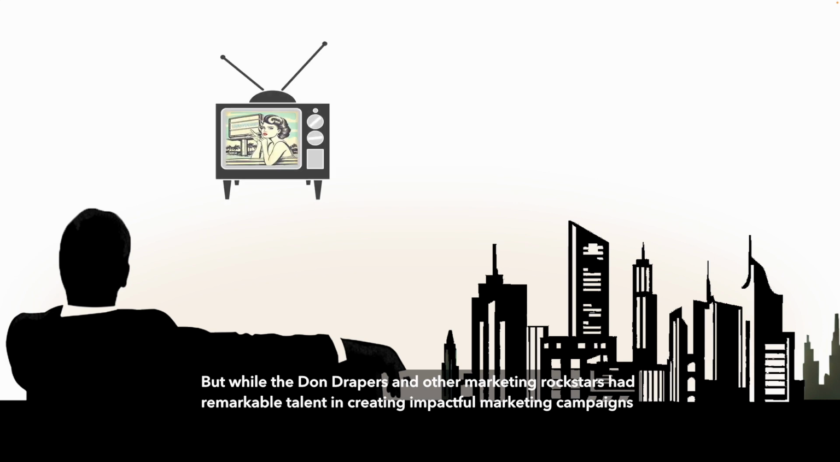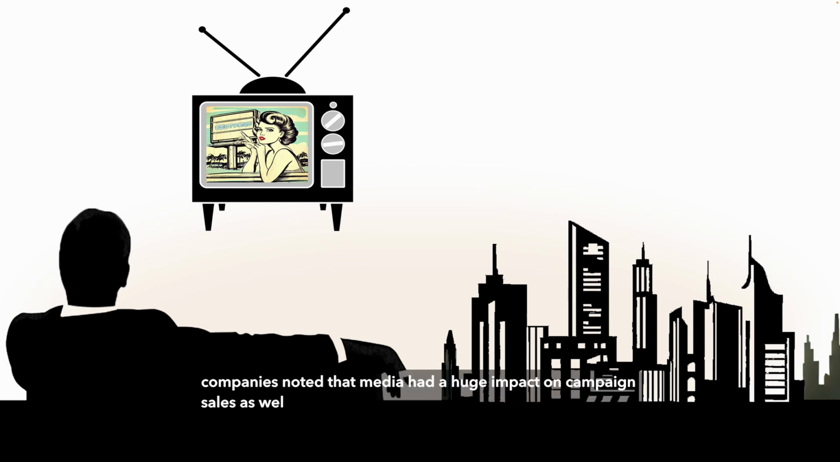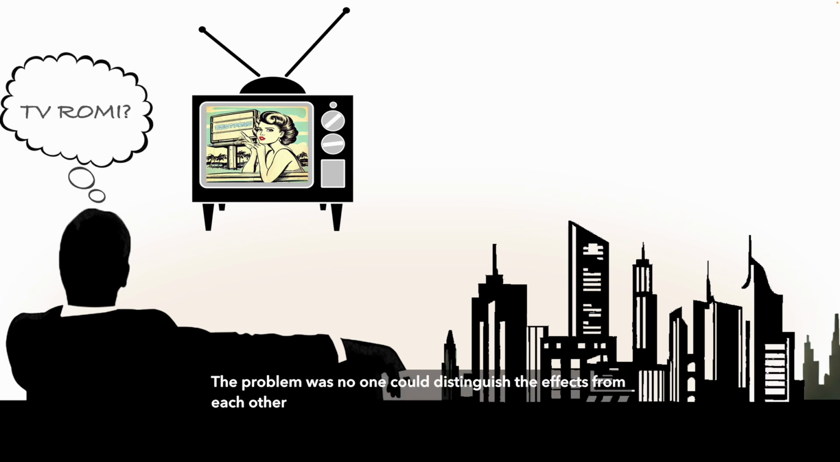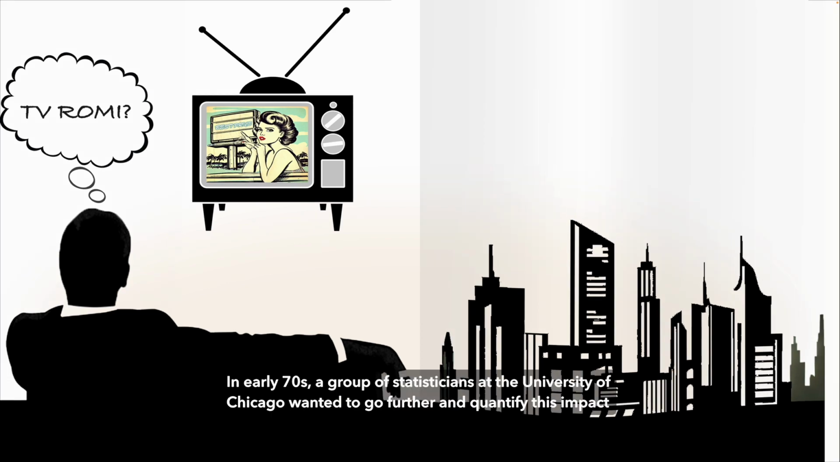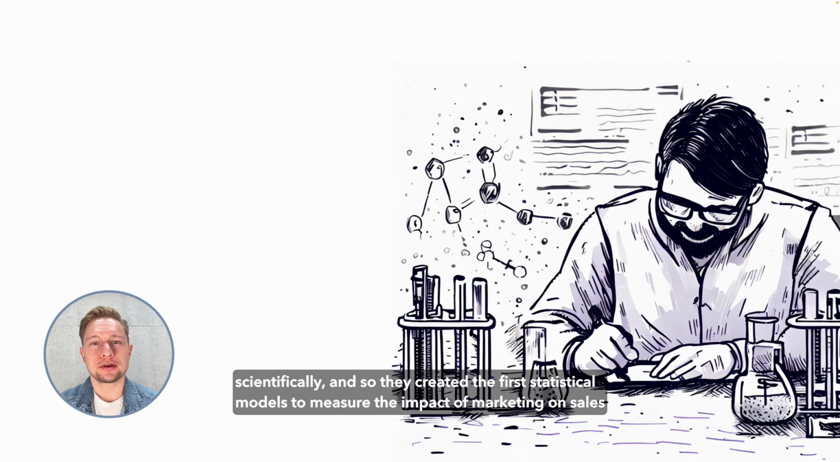But while the Don Drapers and other marketing rock stars had no doubt remarkable talent in creating impactful marketing campaigns, companies noted that media had a huge impact on campaign sales as well. The problem was no one could distinguish the effects from each other. In the early 70s, a group of statisticians at the University of Chicago wanted to go further and quantify this impact scientifically. And so they created the first statistical models to measure the impact of marketing on sales.